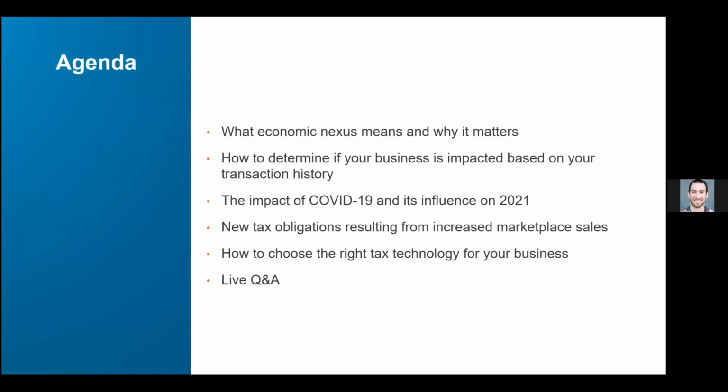All right, so we're going to go through, one, what economic nexus means and why it matters. Then we'll try to understand how your business is impacted based on your transaction history. We'll also get into the different types of nexus, physical and economic, because that has been probably the biggest change throughout the industry. And obviously the impact of COVID and its influence on 2021, not only from a tax standpoint, but also how the industry is changing, as well as new tax obligations resulting from increased marketplace sales. Then we'll dive a little into how to choose the right technology for your business. I know we will most likely have some questions, and I'll provide some answers. So I appreciate the time again.